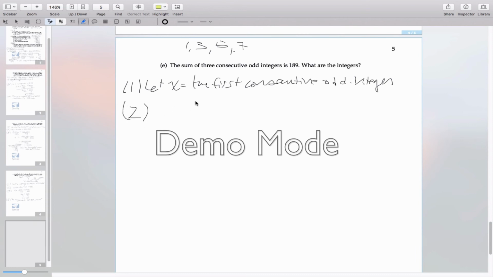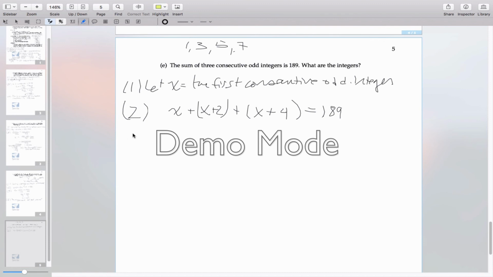So we know that the smallest, the first of our consecutive odd integers is x, and we know the next one has to be x plus 2 because of this pattern, and then we have to have x plus 4. x plus 2 more. And we know that sum is 189.